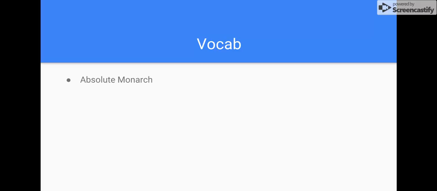So vocab, absolute monarch. This is one that you should know from when we did governments. An absolute monarch is a monarchy where the king or queen has all of the power, compared to a modern monarchy or a constitutional monarchy where they share the power.